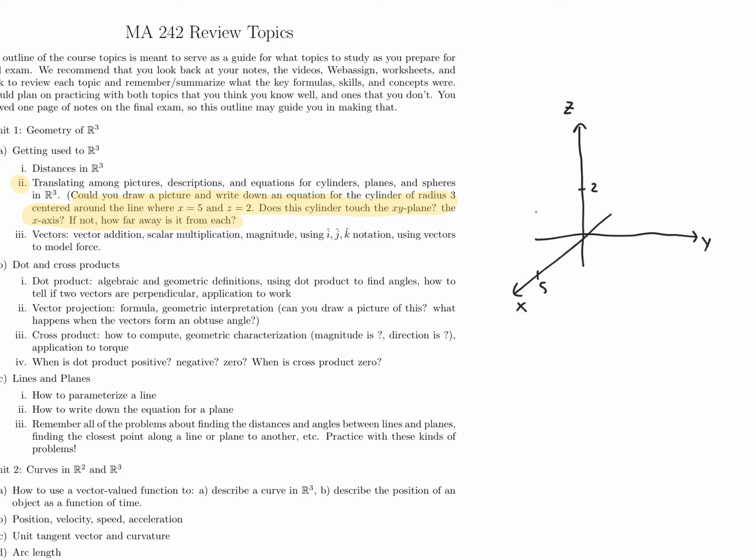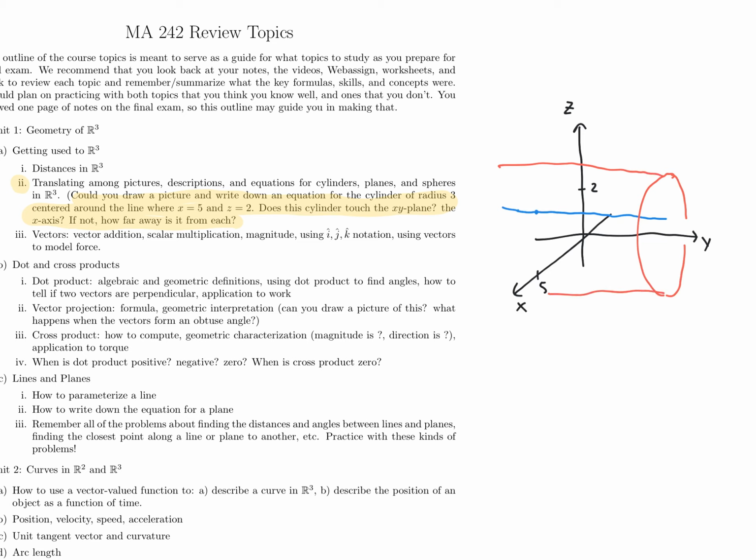I didn't specify what y was. This point that I've drawn here looks like it's where y equals 0, but I didn't specify y, so this would be a line parallel to the y-axis. And we're supposed to draw a cylinder of radius 3 centered around that line. So I'll do my best with this. It doesn't have to be perfect, but it has to be a radius 3 cylinder centered around that line.